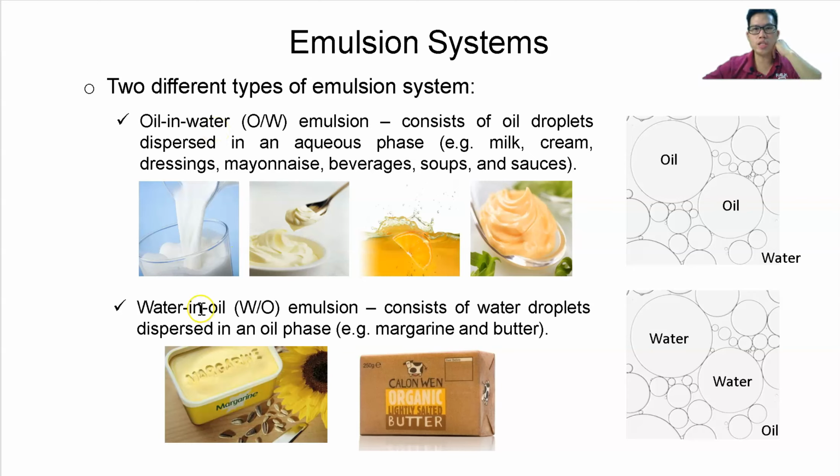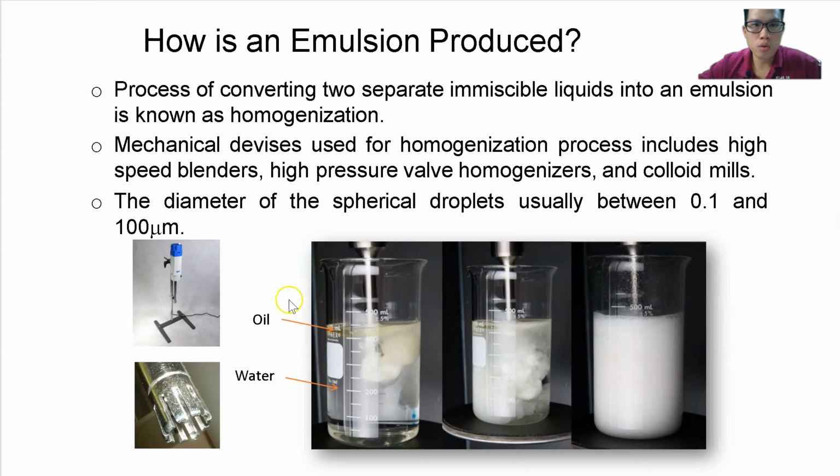Whereas the other one is called water in oil emulsions. Basically, it consists of water droplets, all suspended in oil. So there are two different types here: oil in water and water in oil emulsions. This one is basically the final product emulsion.